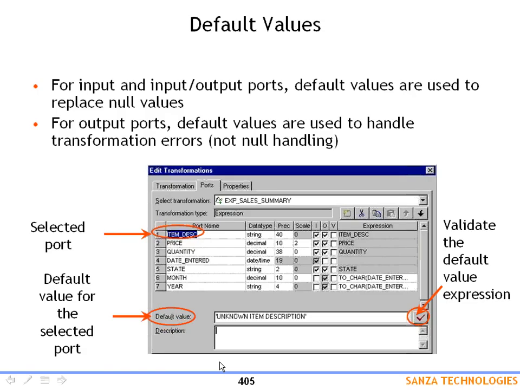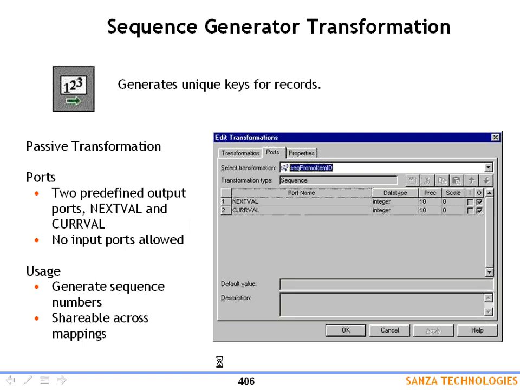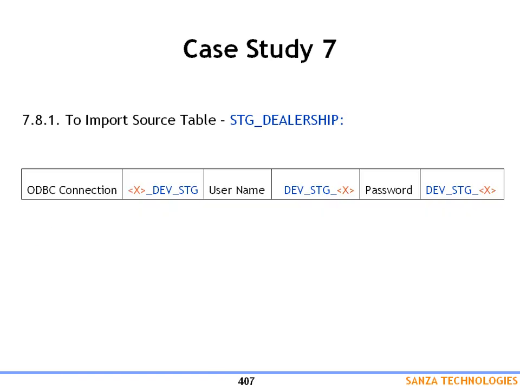Then I use the sequence generator to generate the sequence numbers. So please open your sheet and write down the 7.8.1 ODBC connection, username, password to import the table structure of STG dealership. Please write it down and let me know.